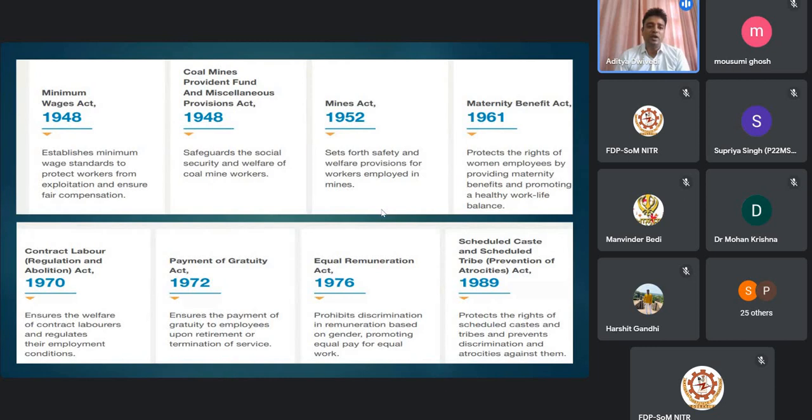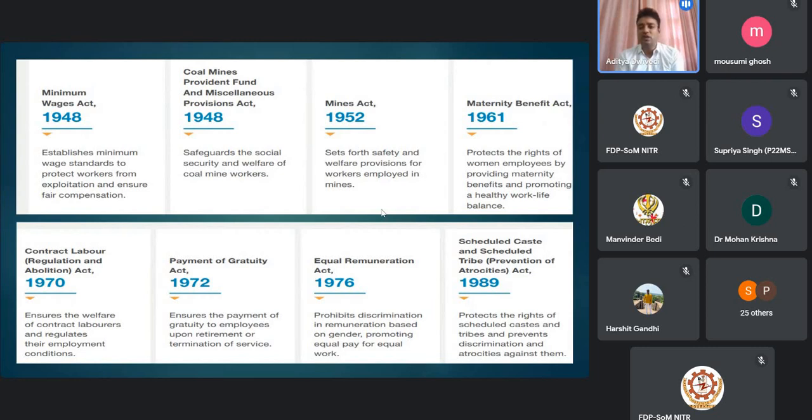Coal Mines Provident Fund and Miscellaneous Provisions Act: normally EPF is there, but in coal mines, in Coal India Limited, the Coal Mines Provident Fund is there, for pension and provident fund. We have a different process. Normally there is a 12% deduction, but in the Coal Mines Provident Fund we have a 19% deduction, total 19% employee and 19% employer contribution. So that is a huge amount, like 38% that goes to social security, you can say. Mines Act, that is important.